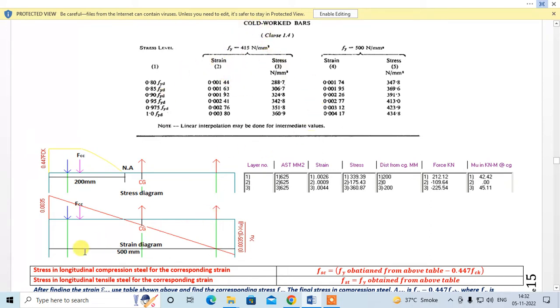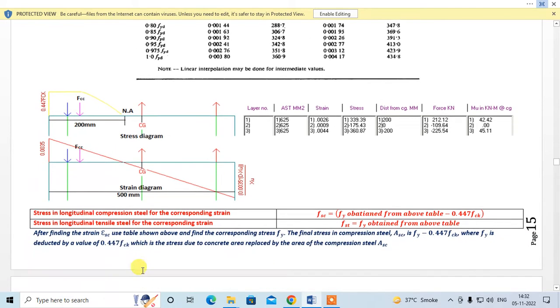Now one important point. Once you find the strain, then you have to find the stress, right? So when the bar is under compression, the stress in steel is to be taken as fsi obtained from the table minus 0.447 fck, when the bar is under compression.